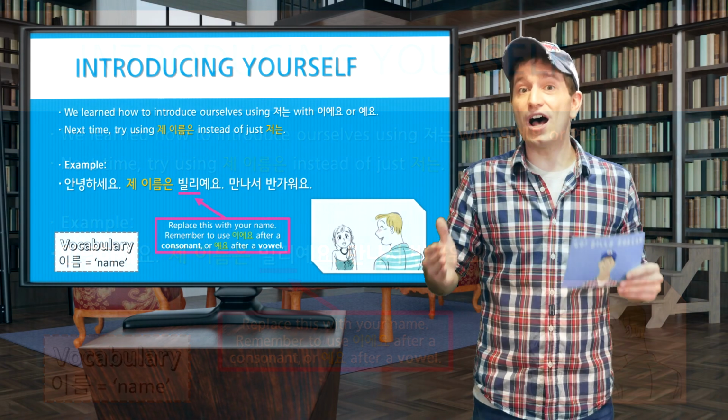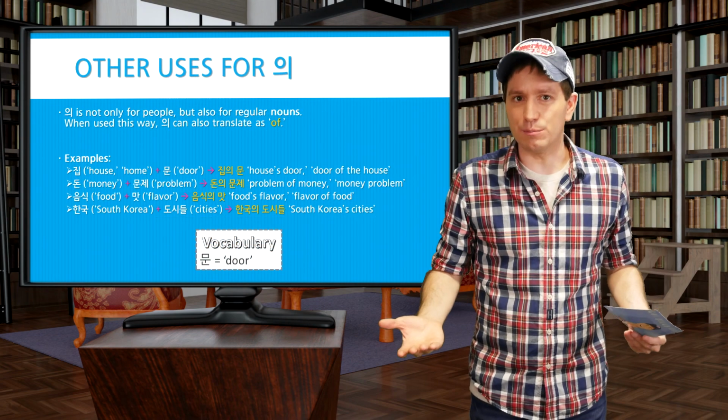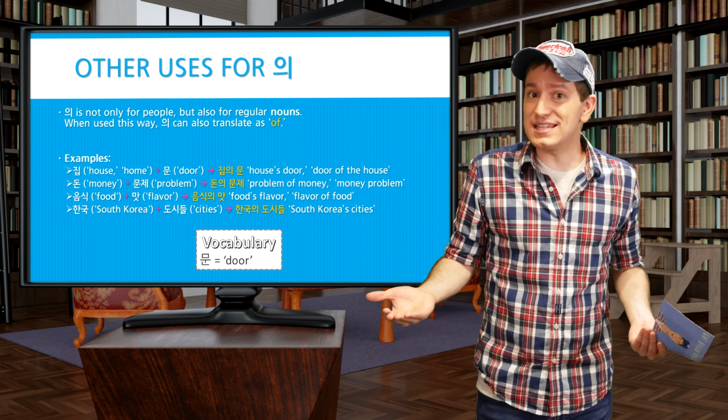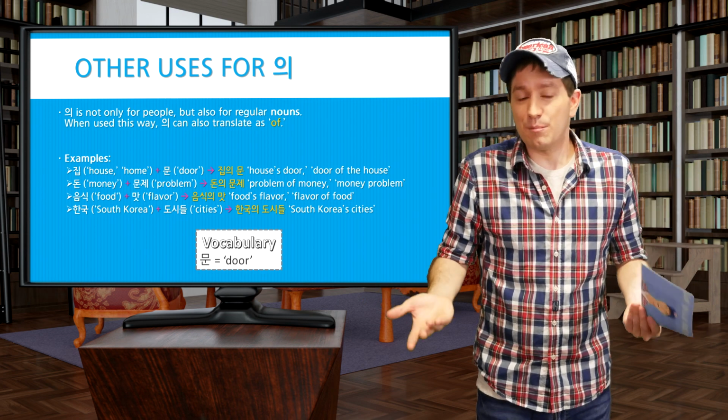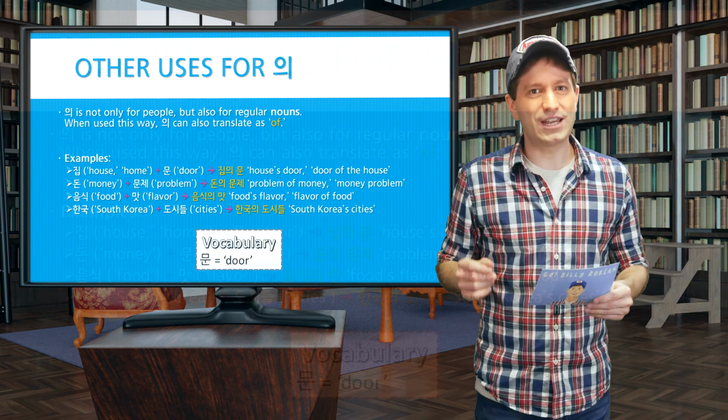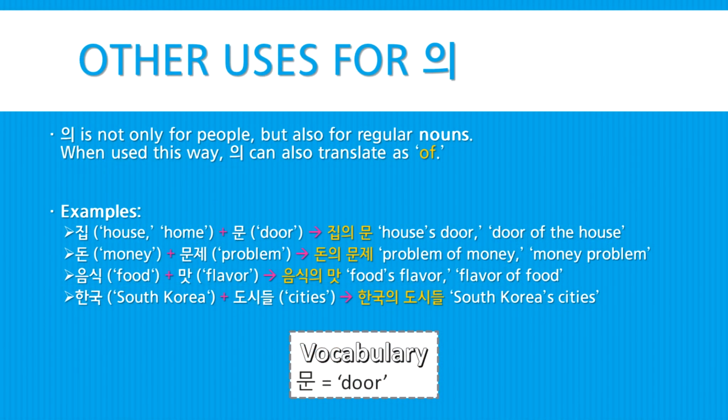Now, 의 can be used not only after people, but also after objects. You might find it easier to translate this as of, but it could also translate as the apostrophe S just like before. So here are a few examples of that. 집, house or home, and 문. 집의 문, the house's door, or door of the house.